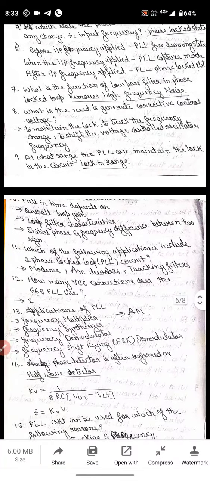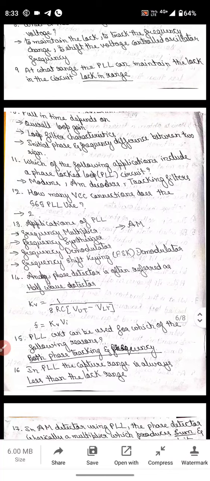Next, which of the following applications include a phase locked loop circuit? Remember the PLL applications: modems, AM decoders, tracking filters. How many VCC connections does the 565 PLL use? Two VCC connections.